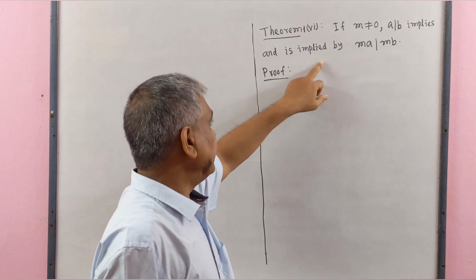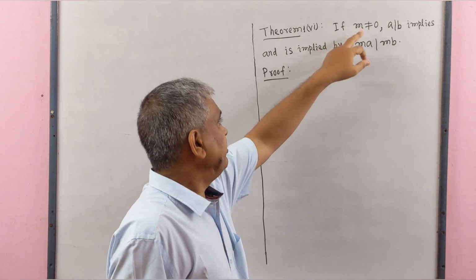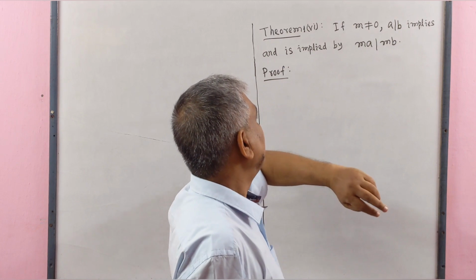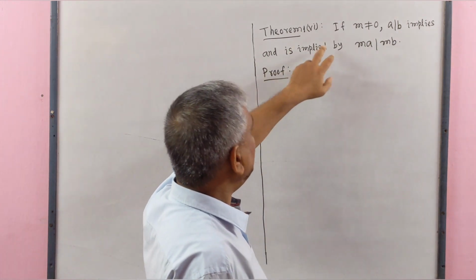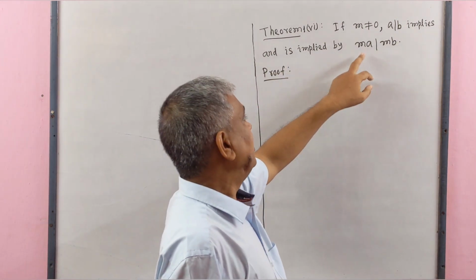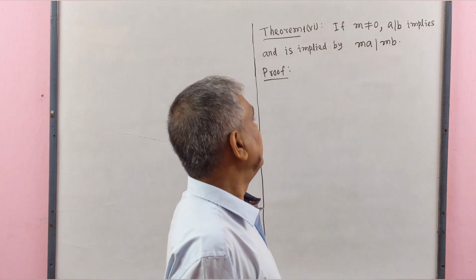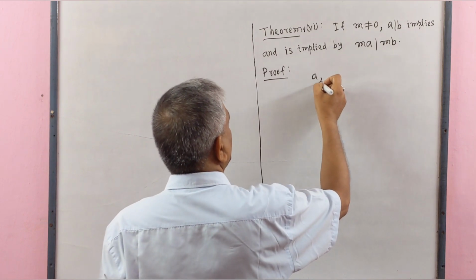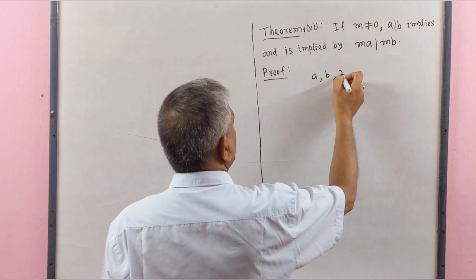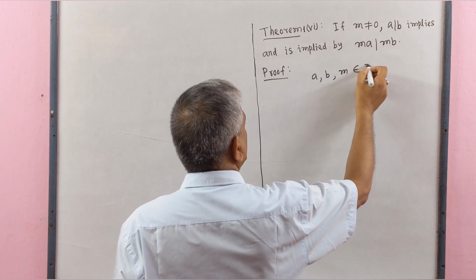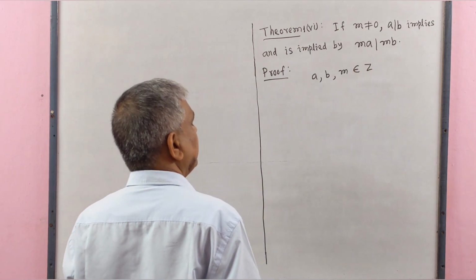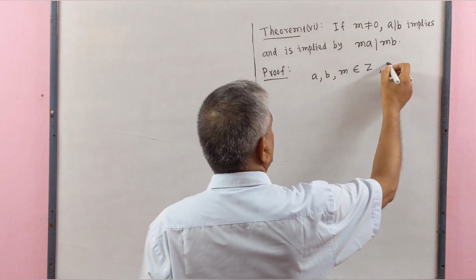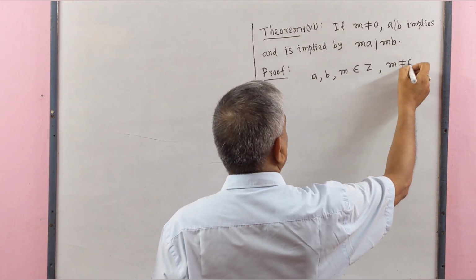Now we prove the next theorem. If M not equal to 0, A divides B implies and is implied by MA divides MB. Since given that A, B, M belong to Z, Z being the set of integers, and M not equal to 0.